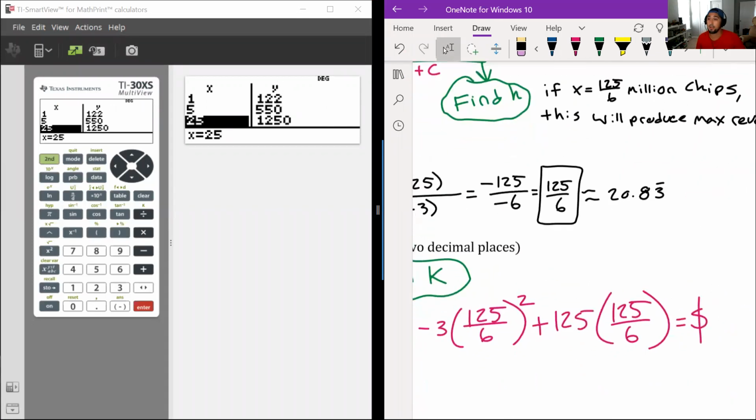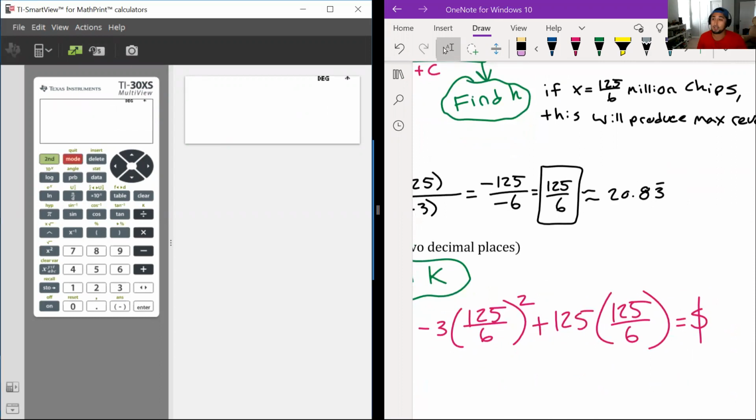And you're probably wondering, how do I type that in the calculator? Well, just like this. Negative 3 parentheses 125 divide 6 squared plus 125 parentheses times 125 divide 6, close parentheses. Enter.